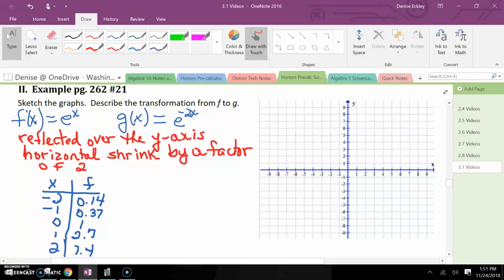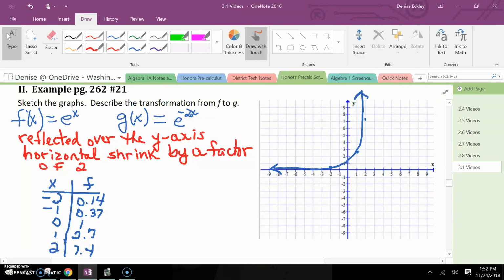So plotting this graph, you can see it looks very much like any of the other exponential graphs. At 1, we're at 2.7, and 2, we're at 7.4. So it has the exact same shape as our other exponential growth functions. So what you need to do to get g is then reflect that over the y-axis, which will look like a decay graph, and then we're going to horizontally shrink it.